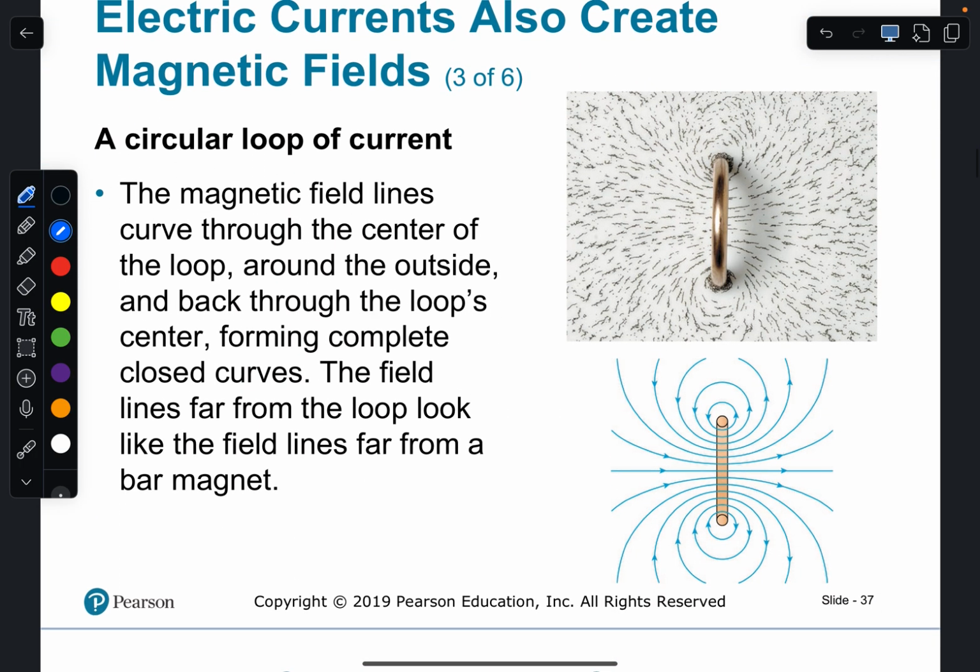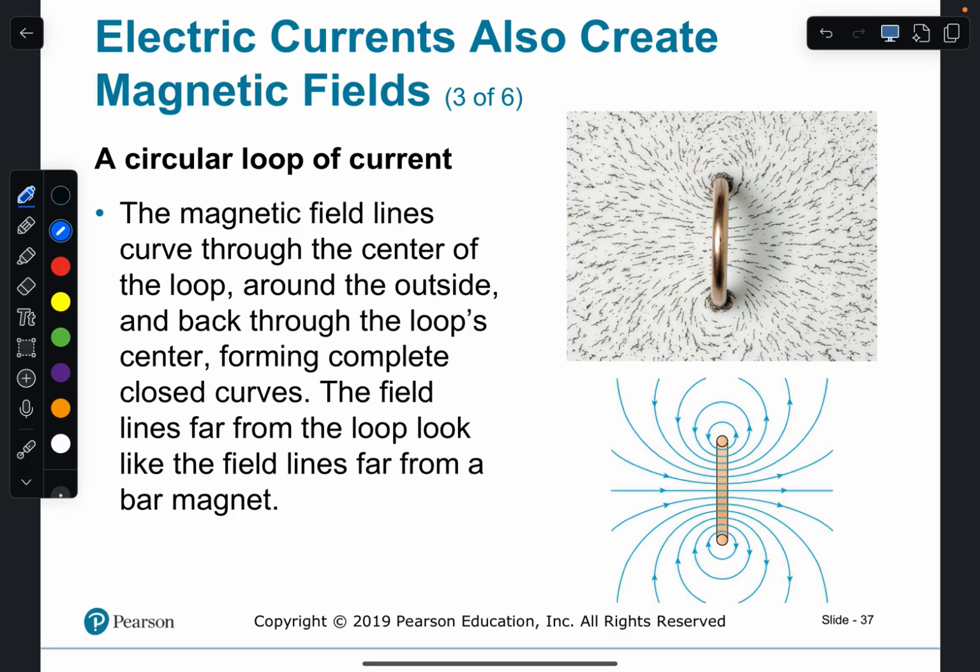Circular loops of current. So let's take that wire and let's bend it into a circle. Okay, I can't do that with my pen. But take that wire, bend it into a circle, pass some current. So what's the current direction? Right? It's going through here. This is a curve, right? It's going into the page right here, right?